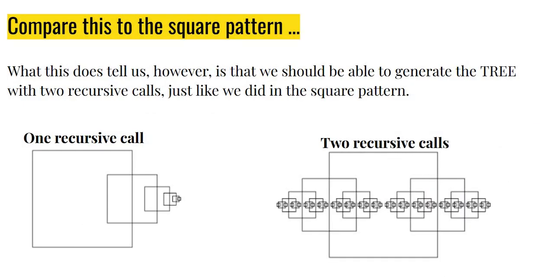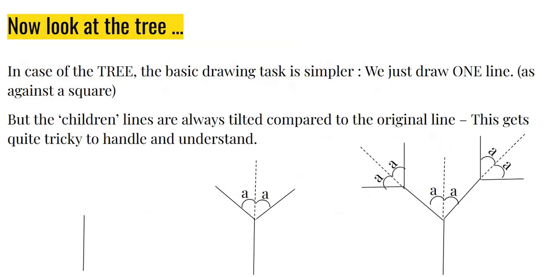Now, the interesting bit is that since the basic structure of the square pattern is really the same as the tree pattern, we should be able to generate the tree pattern also with two recursive calls, just like we did in the square pattern. Also remember that the first recursive call looks almost trivial, but the magic suddenly happens in the second recursive call. So a logical conclusion that we could come to is that I need a function that can draw a branch that can then be recursively called to create these children.